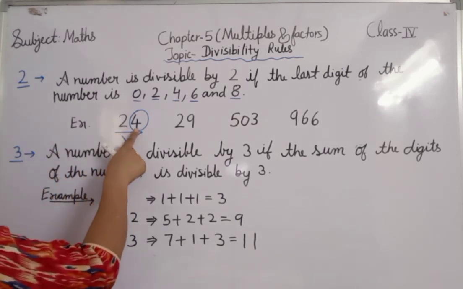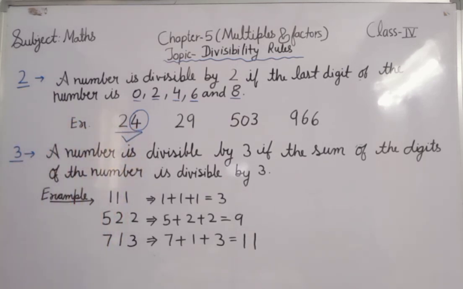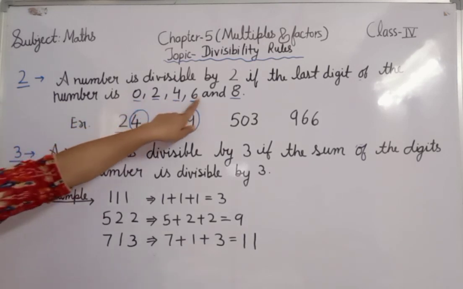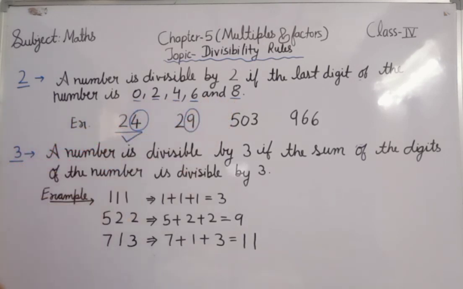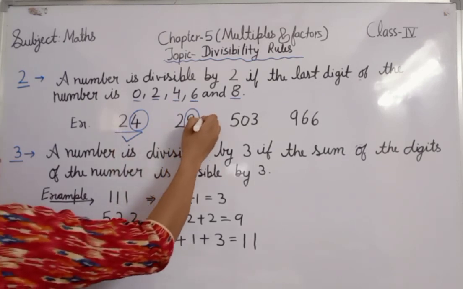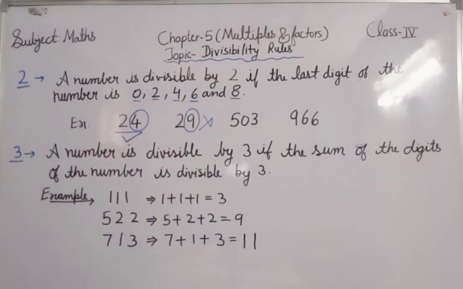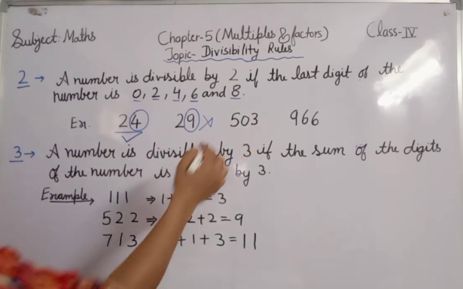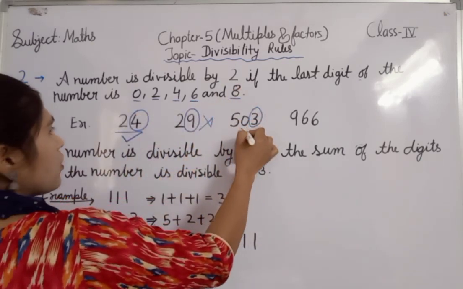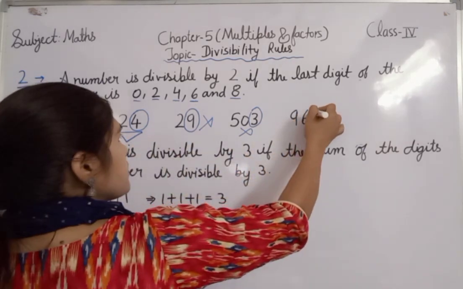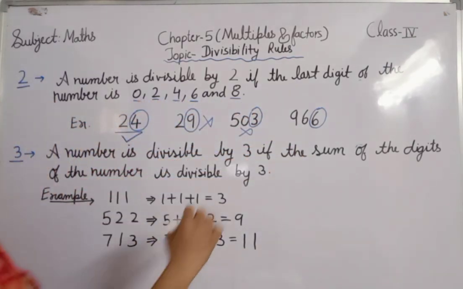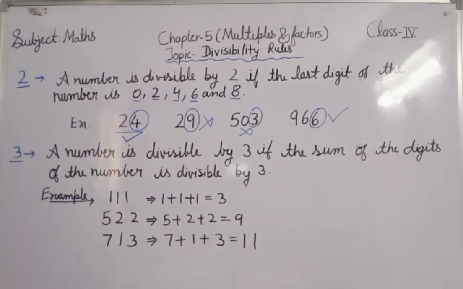So let's check 24. The last digit is 4, so it is divisible by 2. Now let's check the next number. The last digit is 9. 0, 2, 4, 6, 8, it is not coming here. These all are even numbers. 9 is not an even number, so it is not completely divisible by 2. Now 503. What is the last digit? 3. 3 is also an odd number, so it is also not divisible by 2. Now let's see the next number. The last digit is 6, an even number. These all are even numbers, so it is divisible by 2. So this is the method for 2.